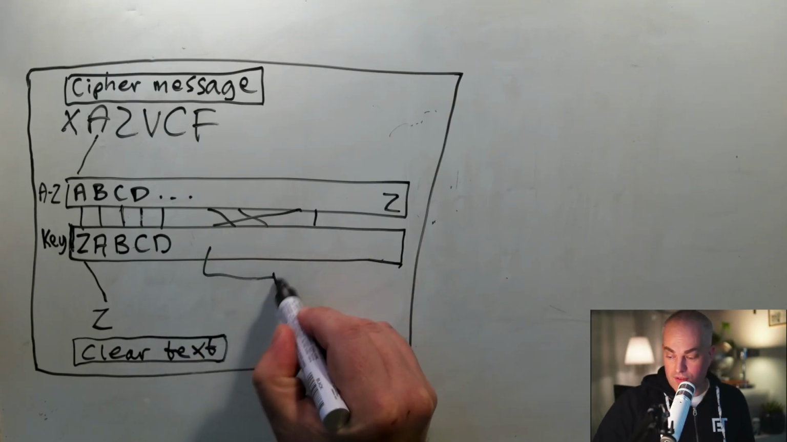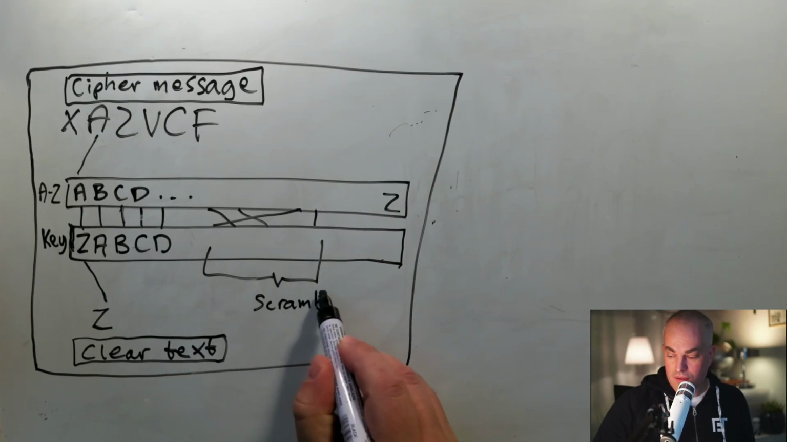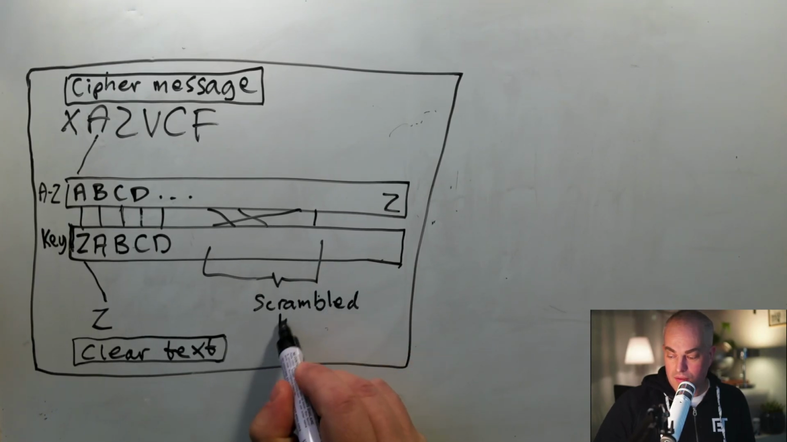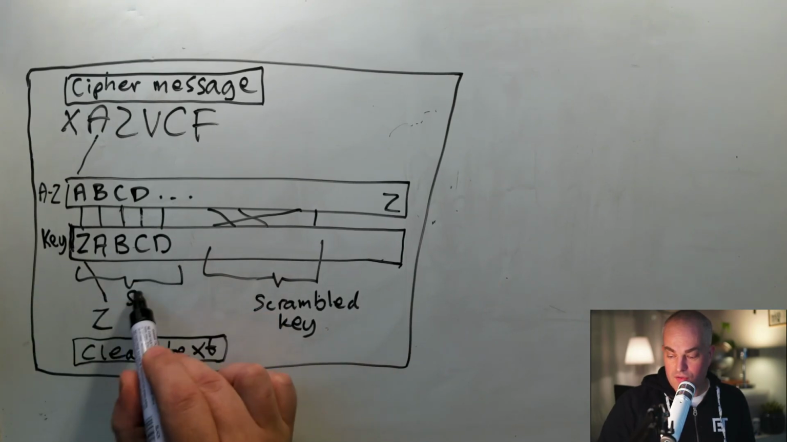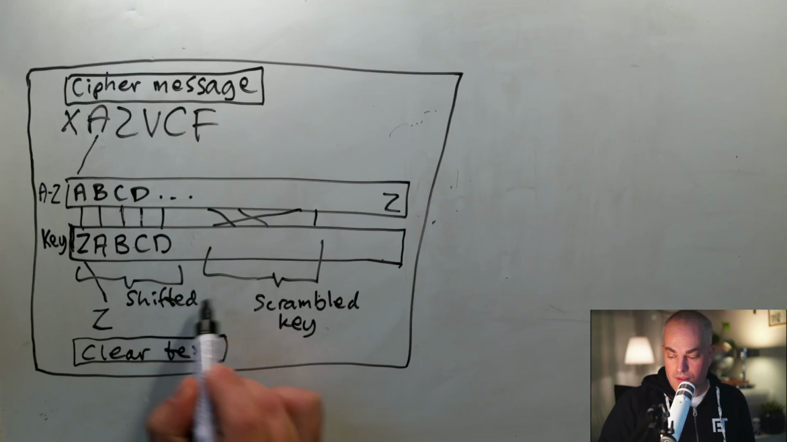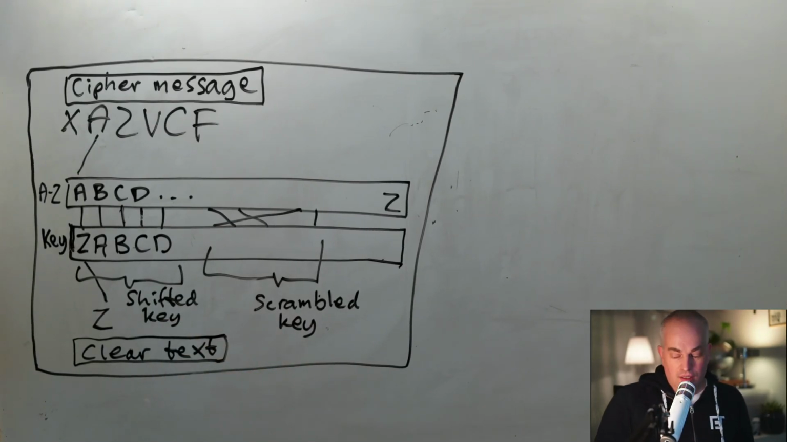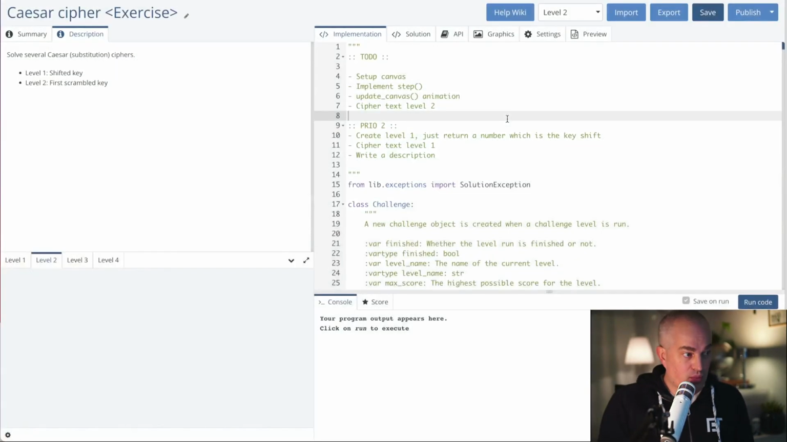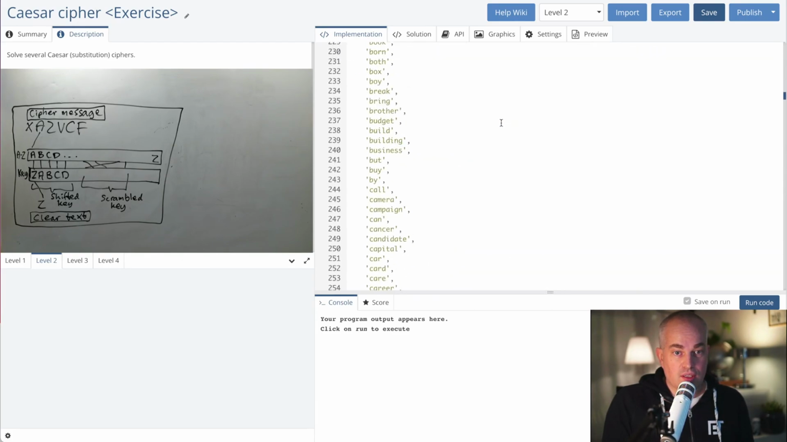This part is scrambled key, and this part is shifted key. That's the idea. Okay, let's go back to the page. We can actually also see the whiteboard like so. Set up canvas. Okay, so we'll do that.